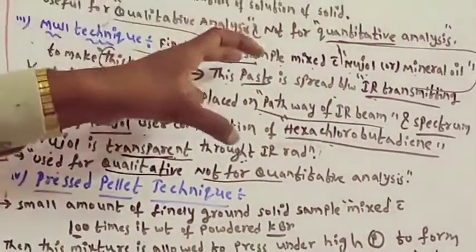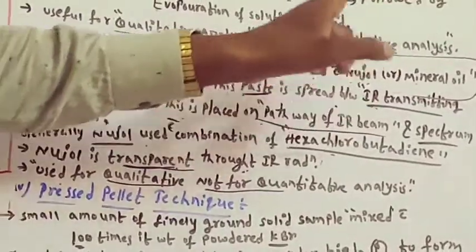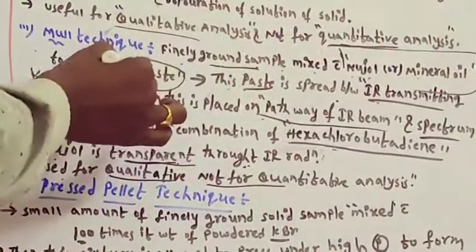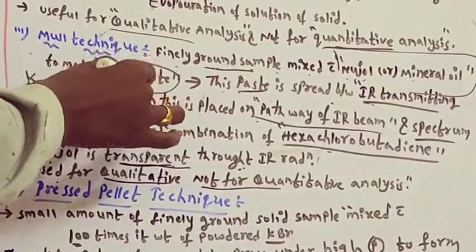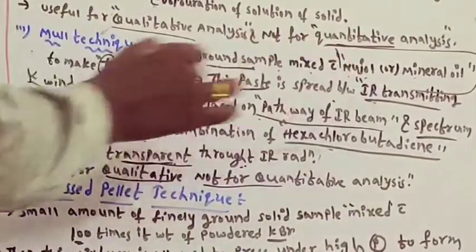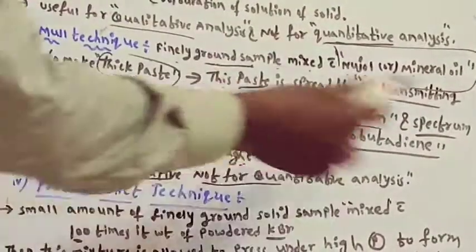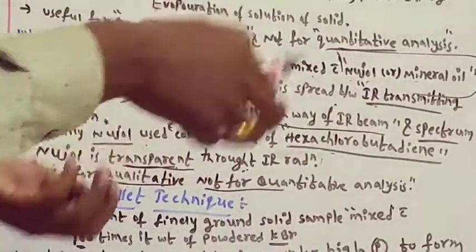Simple thing. The powder sample has to be mixed with Nujol, or mineral oil, or a high molecular weight fluid, to make a thick paste. Then the paste has to be spread on IR transmitting windows. Then this window is placed in the pathway of the IR beam. Then the spectrum is run, and we will get the peaks.